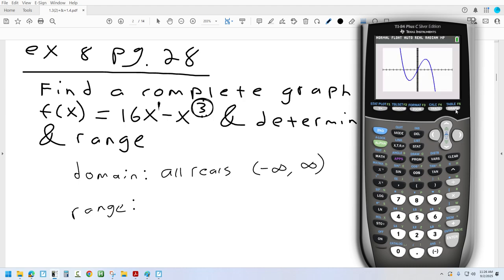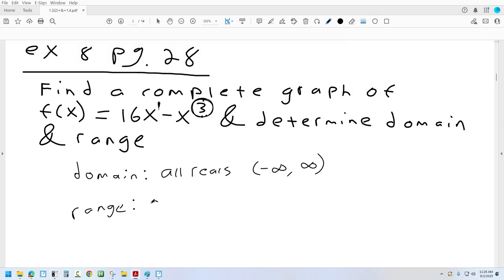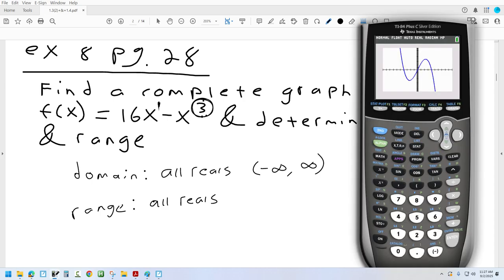The range is also always all reals, right? The graph goes up forever, it goes down forever, and it doesn't do any kind of jumps like a step function. It's continuous, it's connected the whole time. So it will hit every single number from negative infinity to positive infinity. So always. Any question on that?